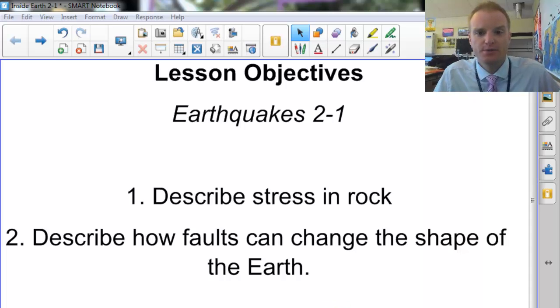In this first section, we're really describing what happens that's going to cause the earthquakes and where these are going to happen. So, talking about these fault lines. So our first objective here today, guys, is to be able to describe stress in rock. What causes stress and what different types of stress are there? Our second objective is to describe how faults can change the shape of the earth. How about it? So, brand new unit, guys.